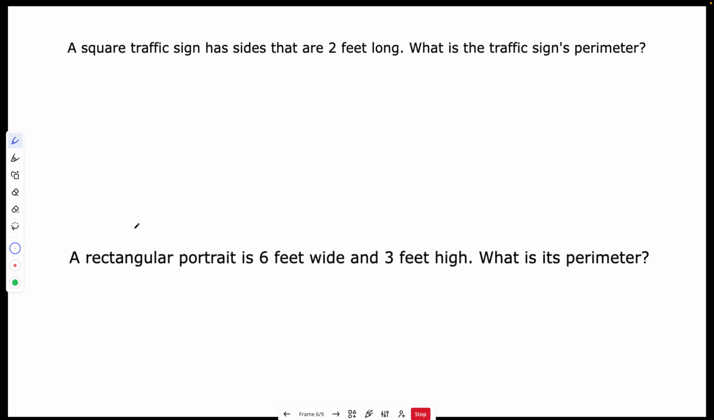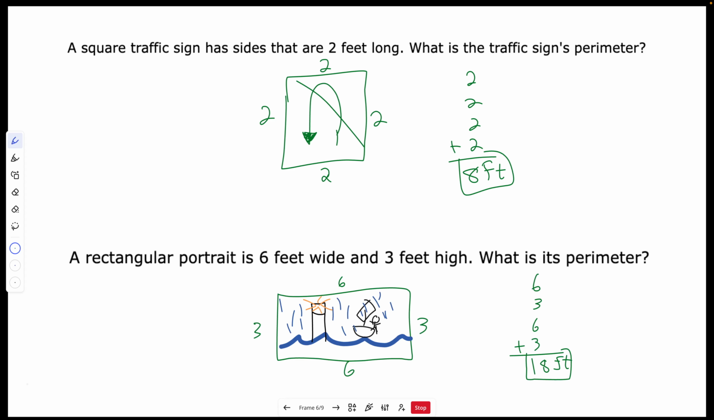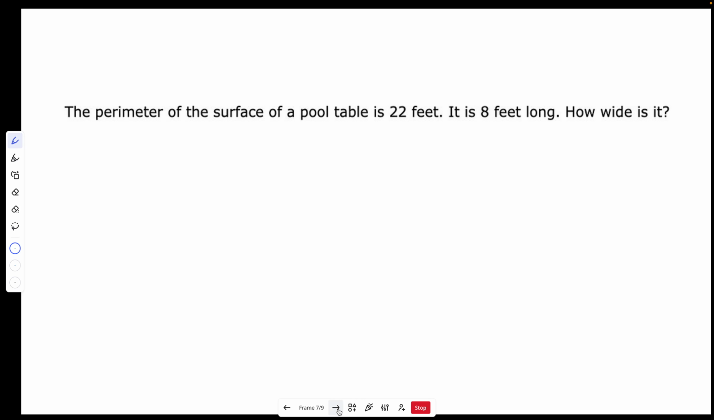Okay, now that you've had time to work these problems, let's check your solutions. For the first problem, I chose to do a no U-turn sign. So here's my wonderful drawing. And your answer should have been 8 feet. For the second problem, I decided to do a drawing of a lighthouse with a boat. The man is on the boat and it's raining. And your final answer should have been 18 feet.